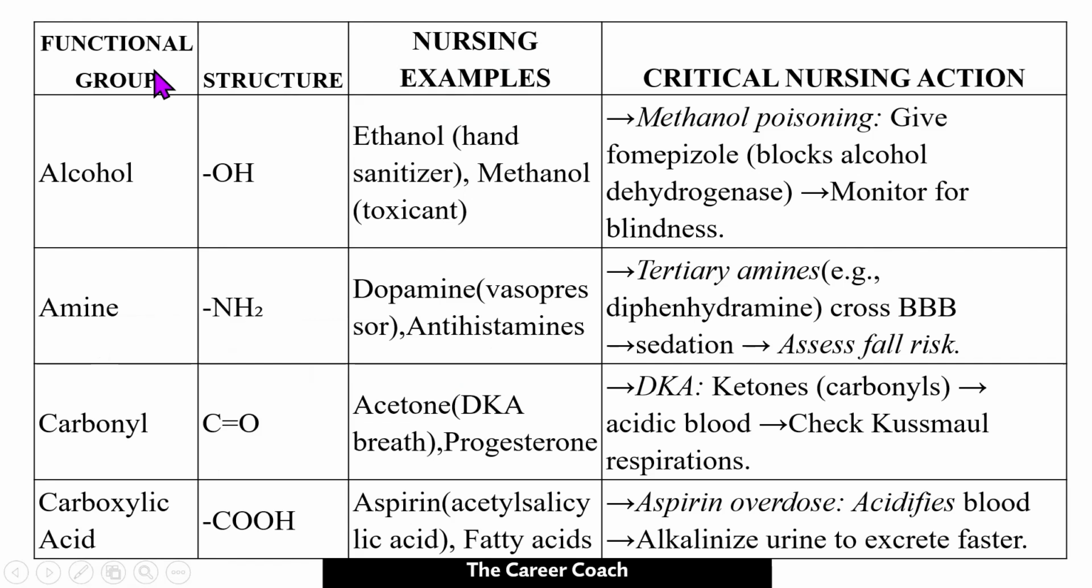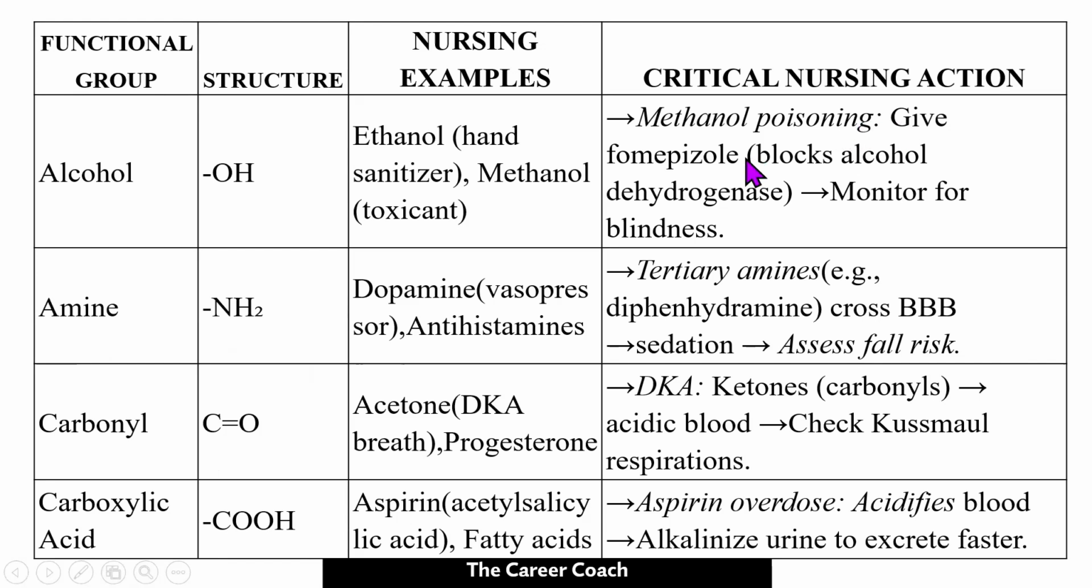As a summary, let's look at the functional groups, their structure, their nursing examples, and critical areas nurses must take note of. The first one is alcohol. The functional group is OH. We have said that in nursing, alcohols are found in ethanol hand sanitizers and methanol, which is a toxicant. Critical nursing application: methanol poisoning. There are some patients who are brought to the hospital who have been poisoned with alcohol. They've taken a lot of it.